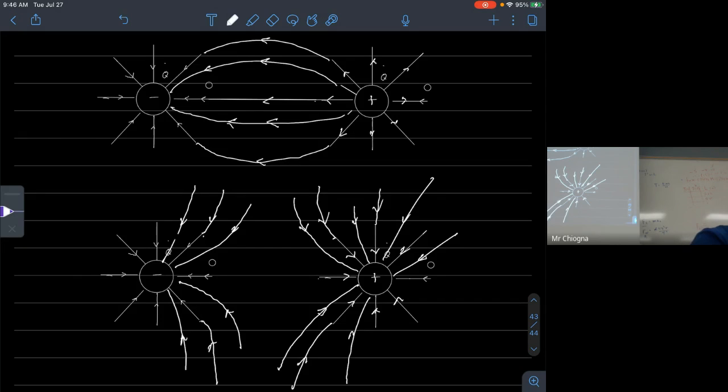This one, sorry, I forgot to change it. This one is negative as well. Two negatives. So the repulsion, obviously they would push apart. They're both negative. Repulsion is indicated by these field lines. These field lines are not connecting, spreading away from each other.